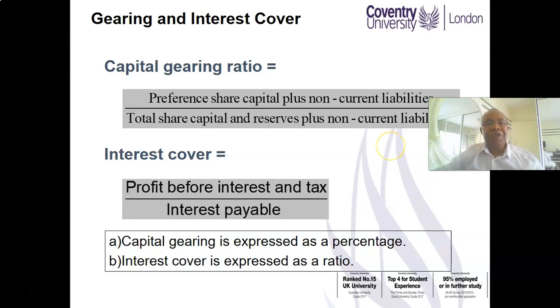The higher the gearing ratio, the more likely that the company may face financial distress in terms of serviceability of its loan. In other words, whether the company makes profit or not, interest must be paid. So the higher the gearing, the more interest that the company will have to pay. And these are obligatory and therefore may put financial stress on the company.